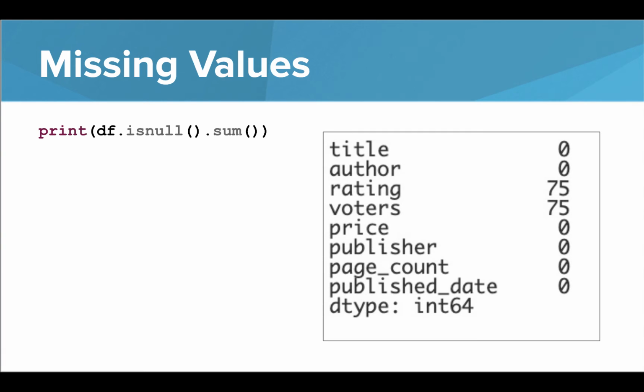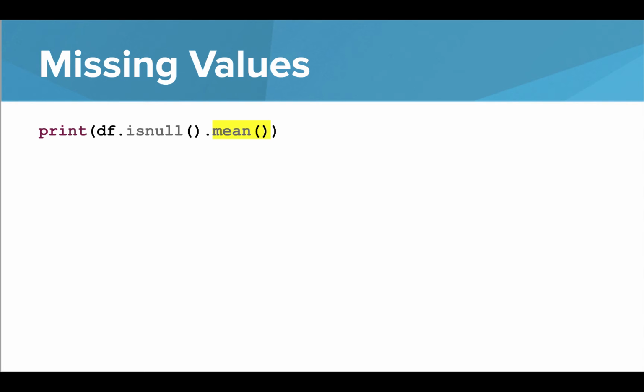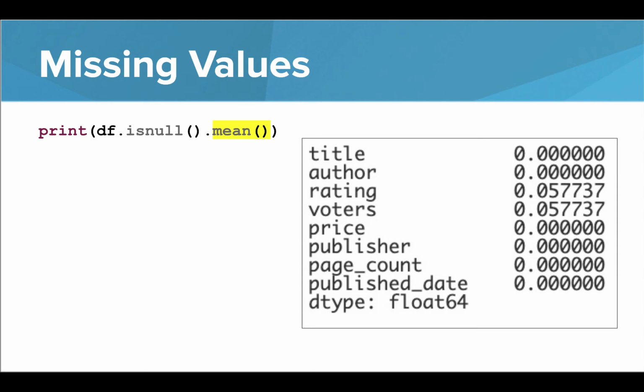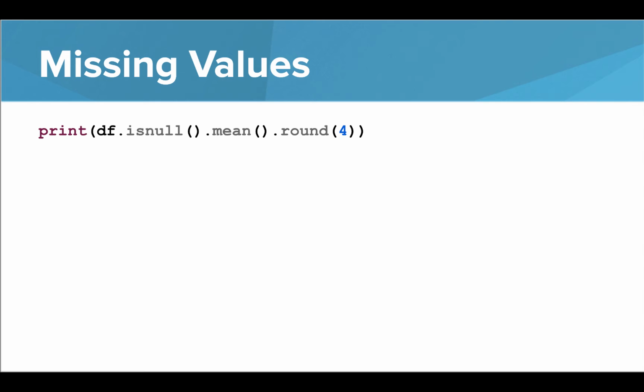Here we see that we are missing 75 values in the ratings column and 75 in the voters column. This means there are 150 missing values, which sounds like a lot. However, some of these datasets are huge, so finding the percentage will help adjust what these numbers actually mean. If we use the mean function instead of the sum function, it will give us the decimal fraction of the values that are missing. After that, we can clean it up a bit by rounding.